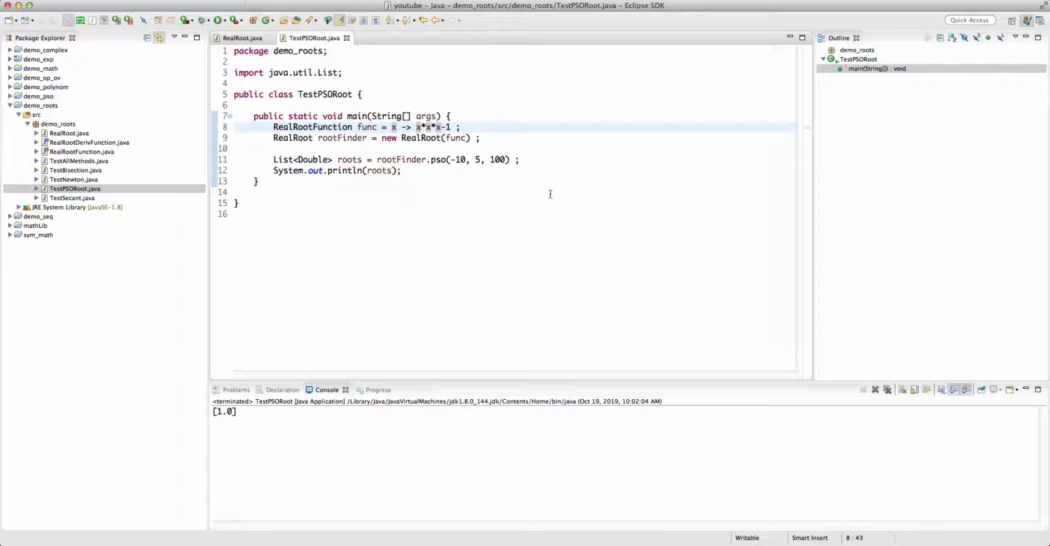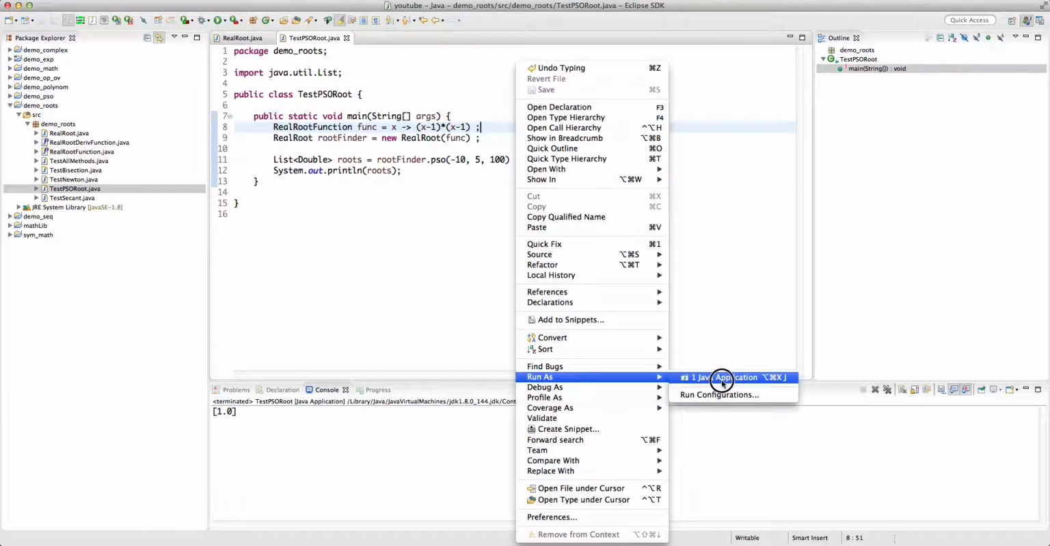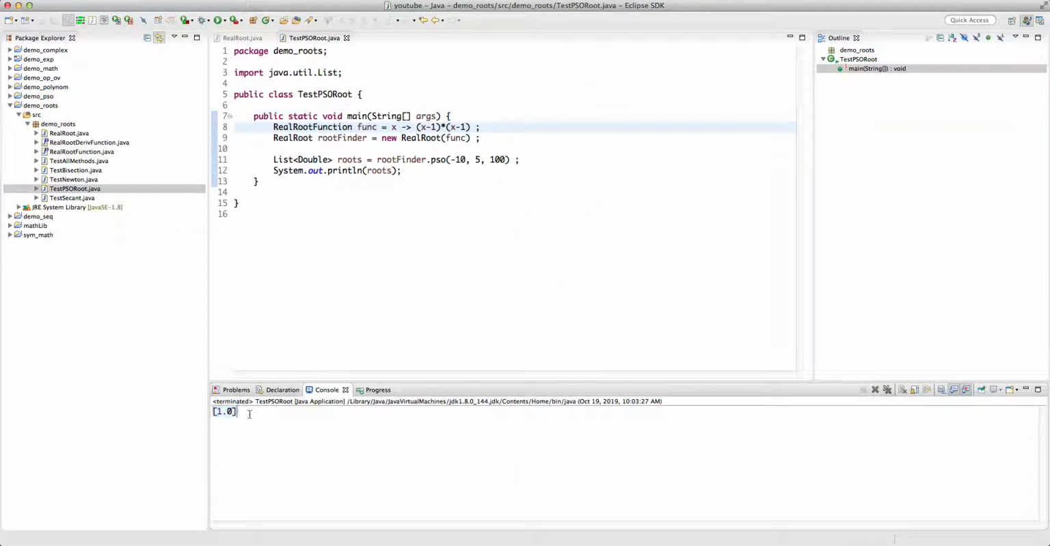and let's do our tangent thing to make sure that PSO does not have any problem with the root being tangent. So we know that x minus 1 squared has a root at 1, but there is no way we can find a bracket, right? So let's see. It finds 1 with no problem.